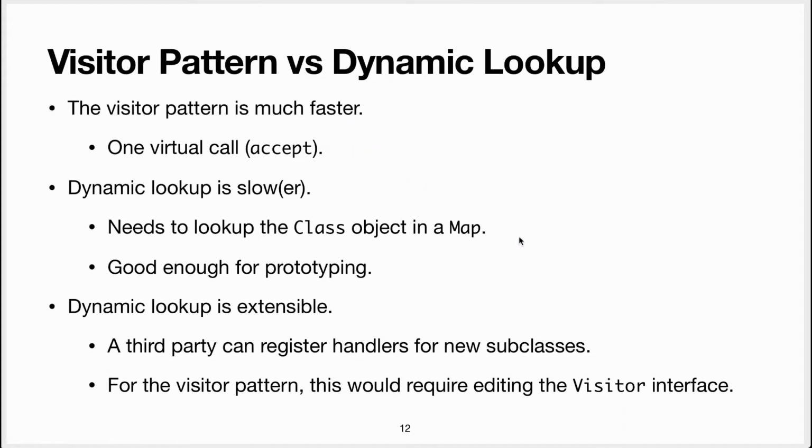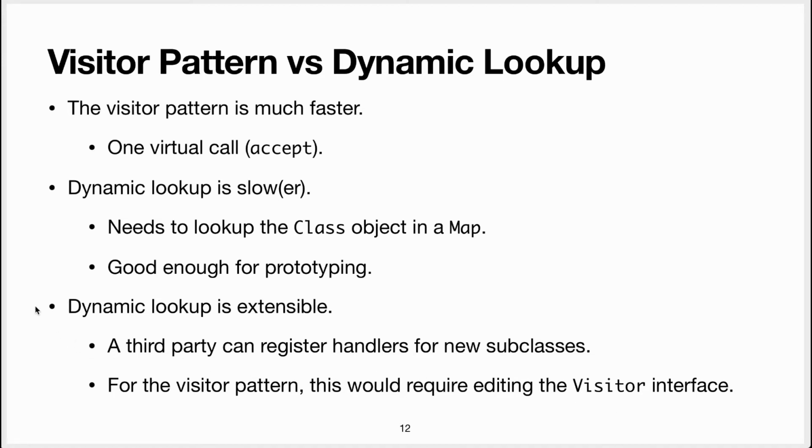Dynamic lookup has another advantage, which is that it's extensible. So say that you're publishing this visitor as part of a library, and someone else, a third party, is using this library. This third party can register handlers for new subclasses, so in this case, new types of node. If you are using the visitor pattern, for the visitor to be able to handle new types of node, you would need to edit the visitor interface and also the interpreter class, and these are part of a library, so you can't actually edit them.